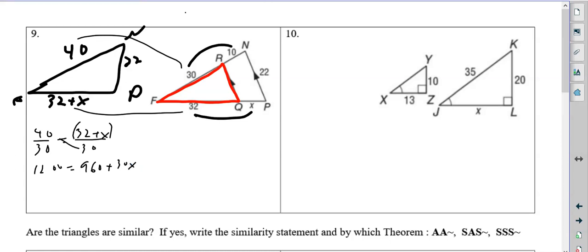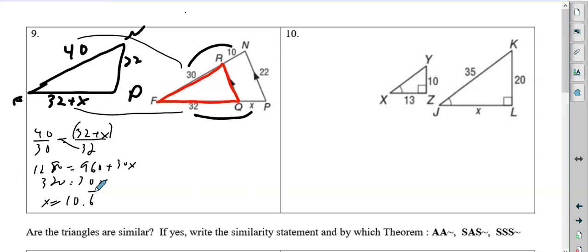I just made a boo-boo. I think I may have even said 32, but I wrote 30. So this is 32, which gives us actually 1280. Okay. And then I subtract the 960 and get 320 equals 30x. When I divide, I get x equals 10.6 repeating.